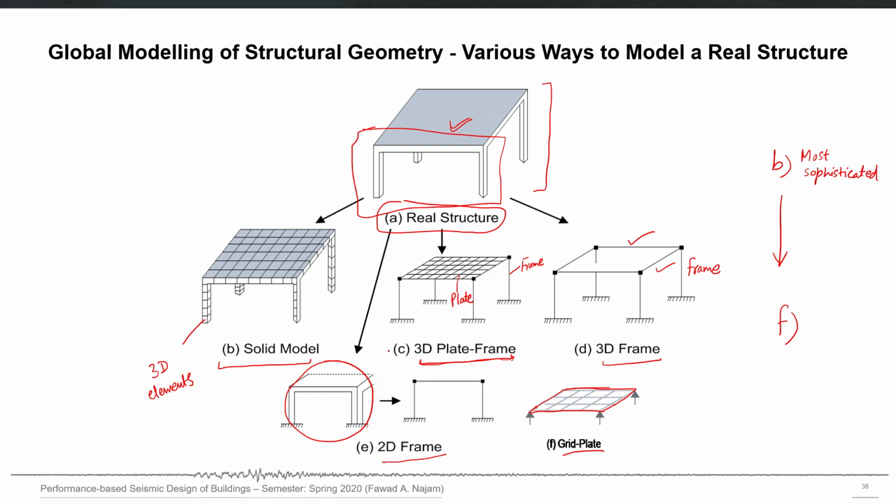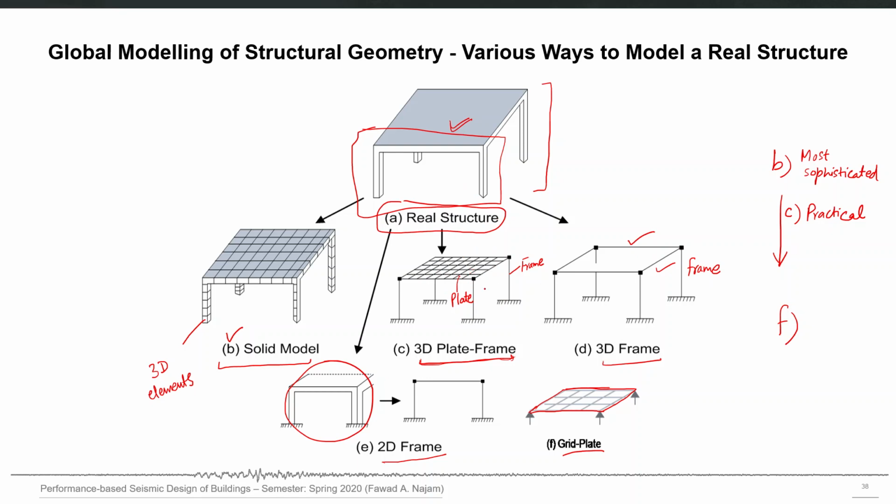This C can be called a practical model, for example. So C is a practical model. It is not as sophisticated as option B, but it will capture almost all important aspects of the real structural behavior. So the supporting frame will be modeled using frame elements and the slab is modeled using plate elements.